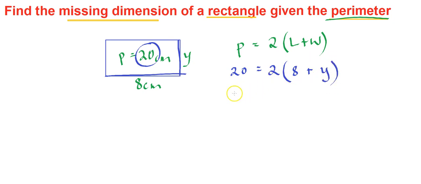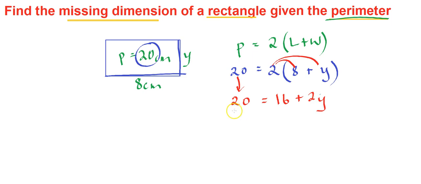The next line of working looks like this. This side just carries down, but on the right side we need to multiply out of the brackets. So 2 times 8 is 16, and then 2 times positive y is positive 2y. Now you can see it starts to look a little bit familiar. We need to isolate the y if we can. That would be the last thing we want on that particular side. So let's go about doing that.